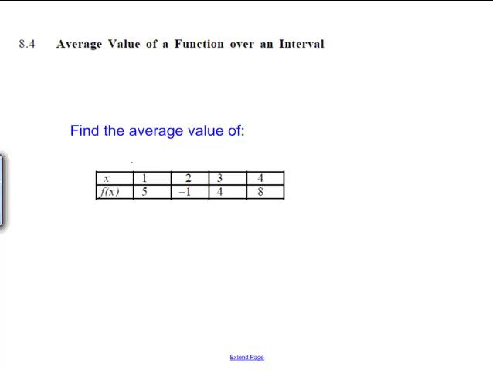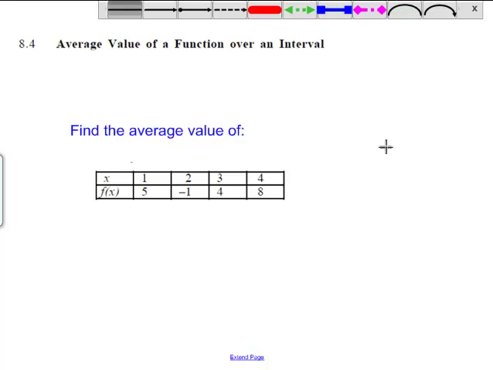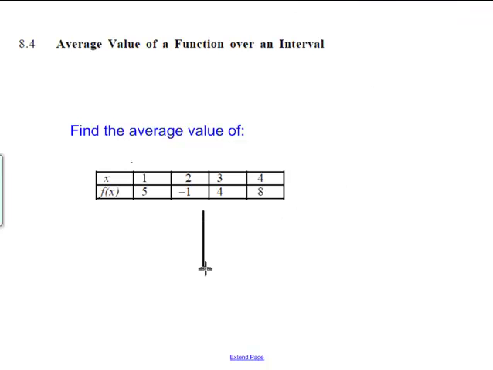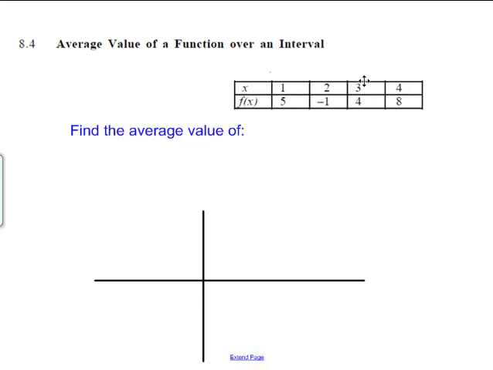Okay, let's look at a review topic, average value of a function. We're going to look at average value of a function, and then we're going to do a couple challenging problems just so you can see the level of difficulty that will be expected of you. Okay, so just as a review of average value, we've got a data table here.